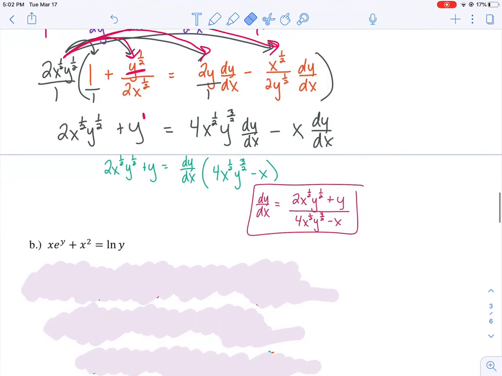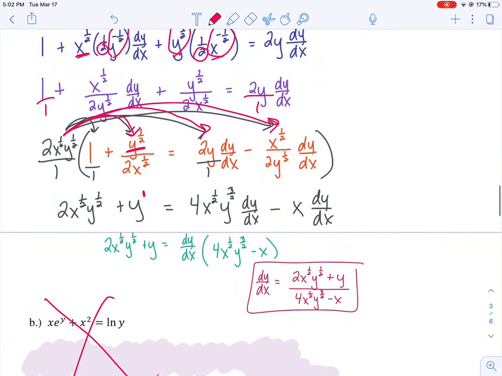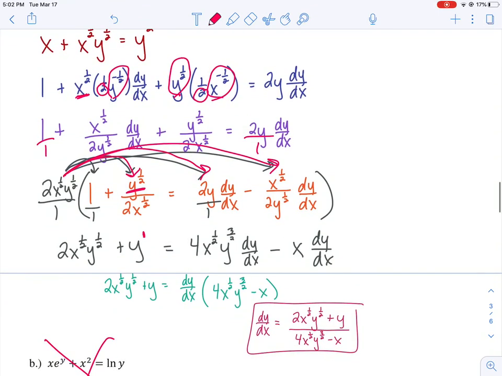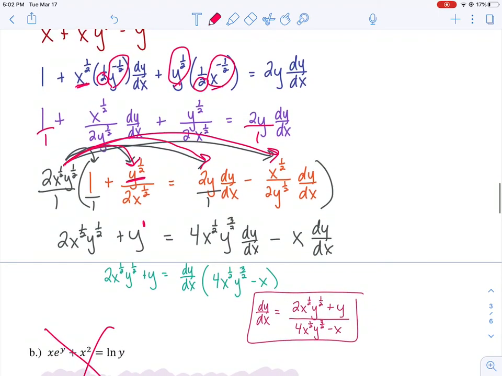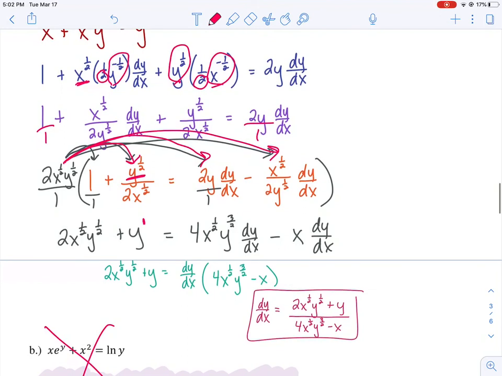Okay, I'm going to go ahead and skip B. I think that last one was complicated enough, but I would like you to practice that. You might have some complicated ones on your homework just to kind of get you going. Make sure that you understand how to do your implicit differentiation when it's not always so simple.